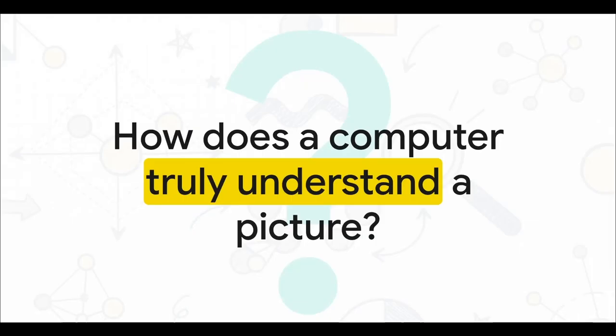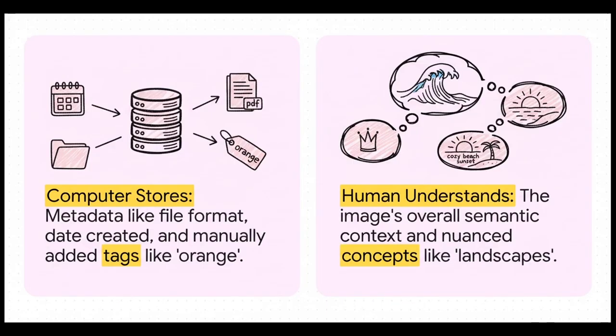You know, when you and I look at a picture of a mountain sunset, we instantly get it. We get the vibe. It feels peaceful, maybe a little majestic. But for a computer, it's a whole different ballgame. How does a machine actually grasp the meaning behind all those pixels? And this is where you can really see that difference in action.